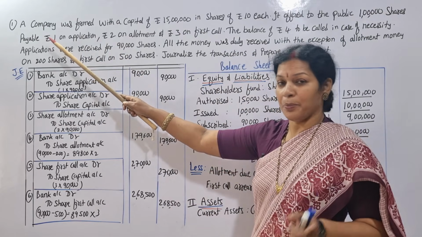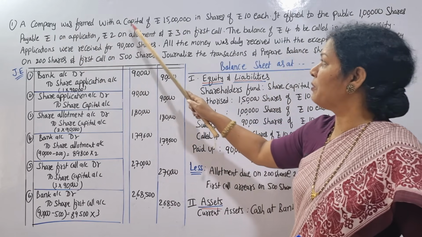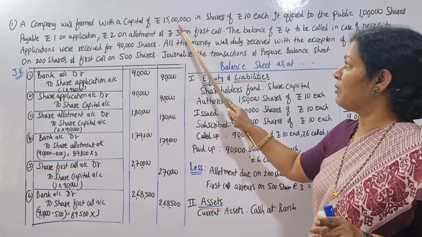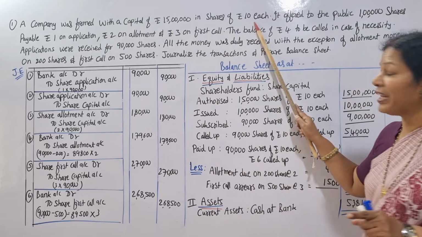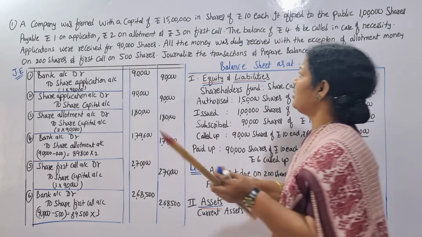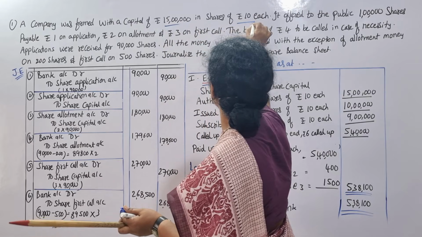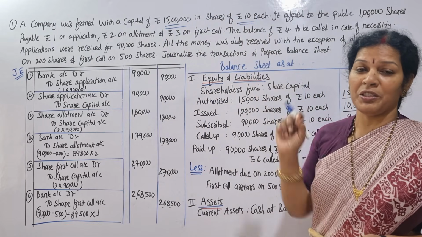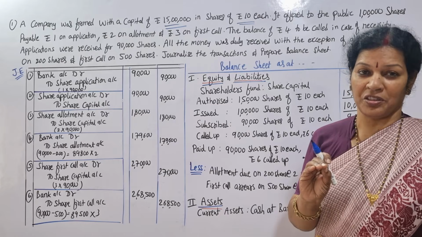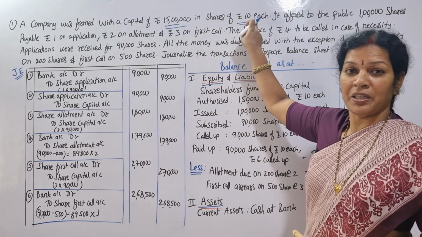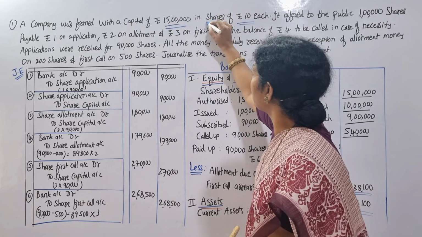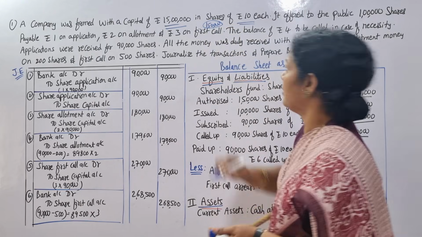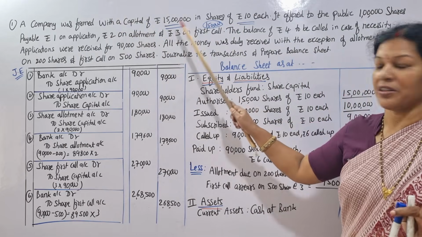The problem is given like this. A company was formed with a capital of 15 lakh rupees in shares of 10 rupees each. Each share is 10 rupees. It means how many shares are there? 1,50,000 shares, 15 lakh divided by 10. Shares are 1,50,000. It means the company has this much authorization.